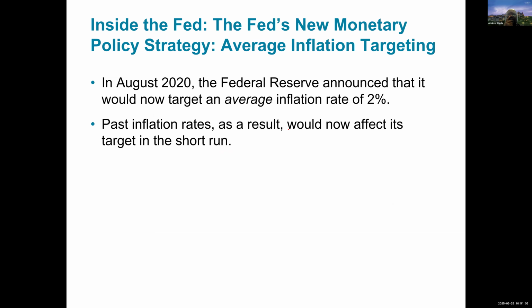So the Federal Reserve has a new monetary policy strategy, which is average inflation targeting. In August 2020, the Federal Reserve announced that it will now target an average inflation rate of 2%. Past inflation rates, as a result, would now affect its target in the short run.